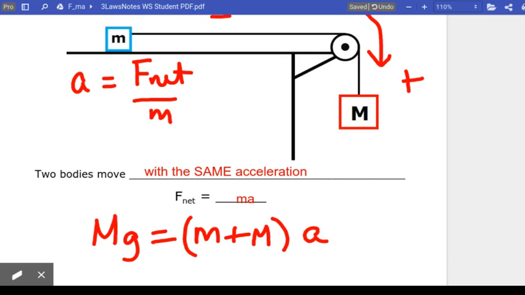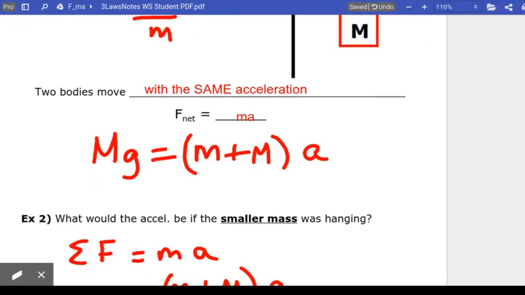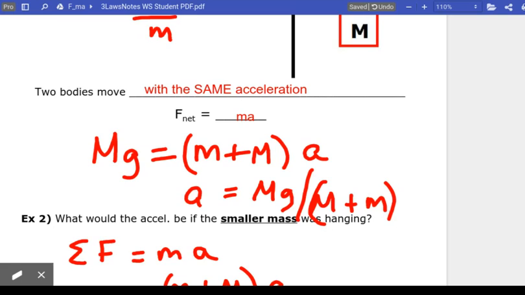And so the acceleration is the net force, big Mg, divided by the two masses that are accelerated by it, and there you go. Big M, and little m on the bottom. It's big M on the top. The only force accelerating the system, and it's accelerating both these masses. That's why that's on the bottom.